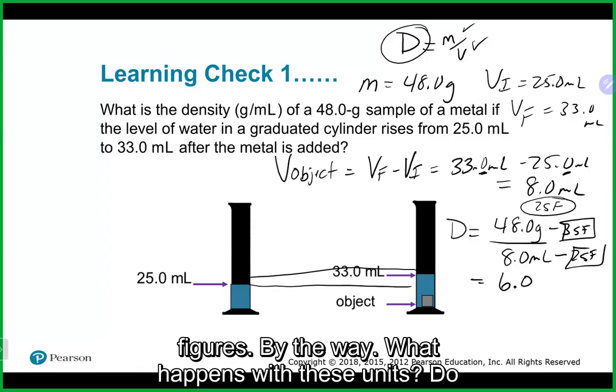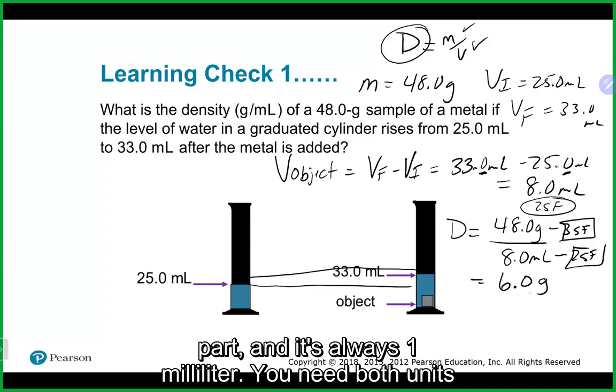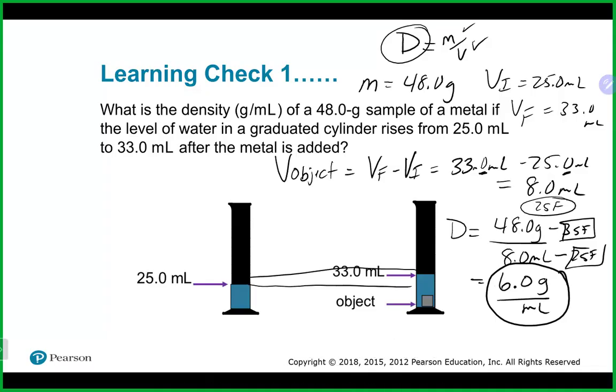By the way, what happens with these units? Do they cancel? They do not. So the number stays with the grams part, and it's always 1 milliliter. You need both units still there when it's all said and done. Yeah. Any questions on that one there?